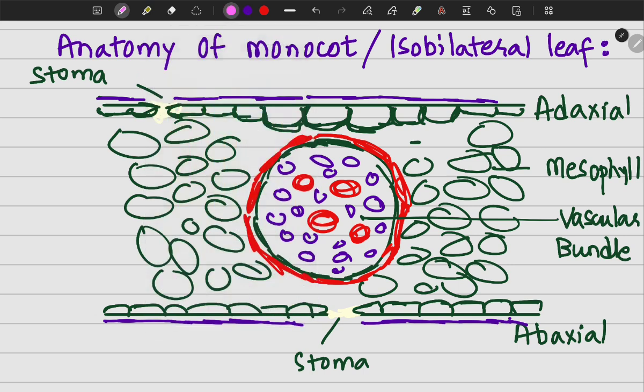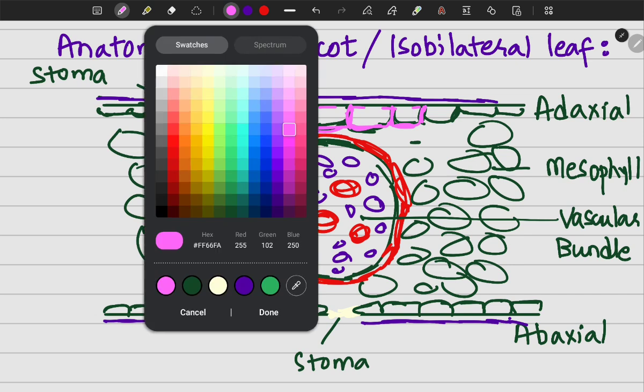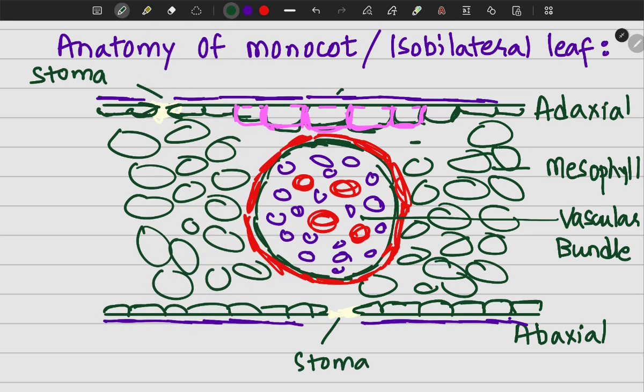Let me use a different color. So this cell that I drew in the epidermis, the large ones. So these special cells are large and empty and colorless cells, usually found at the epidermis of the grasses, and they are called bulliform cells. Alright, so these bulliform cells are found close to the vascular bundles, and what do they perform?